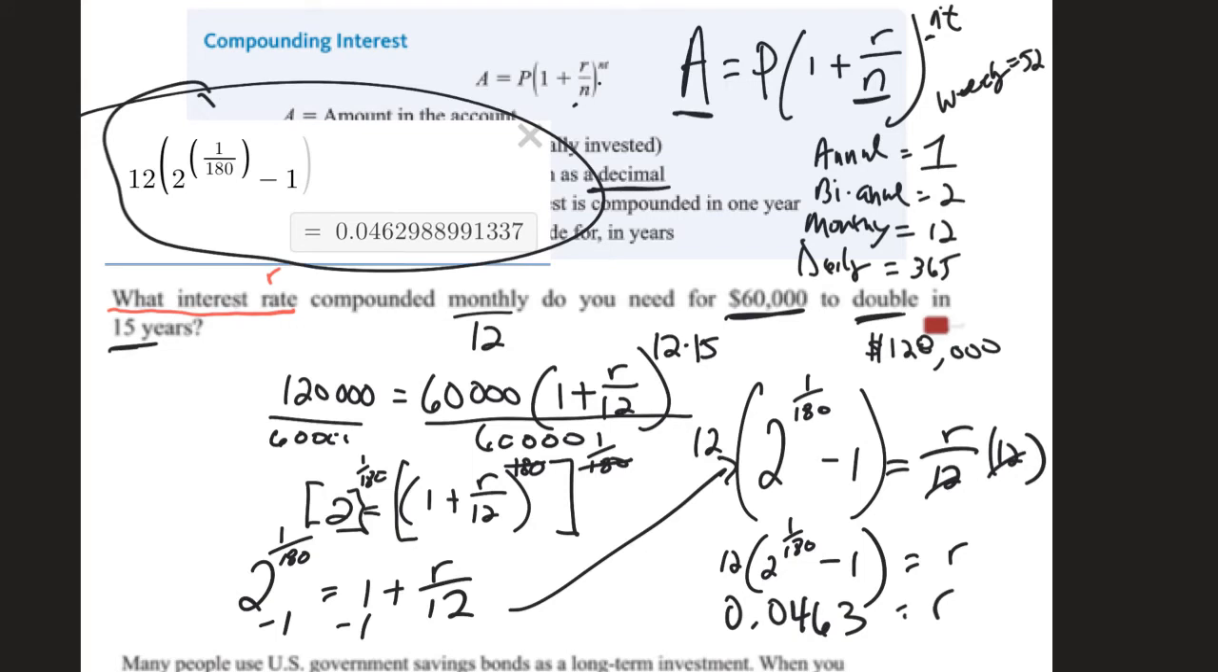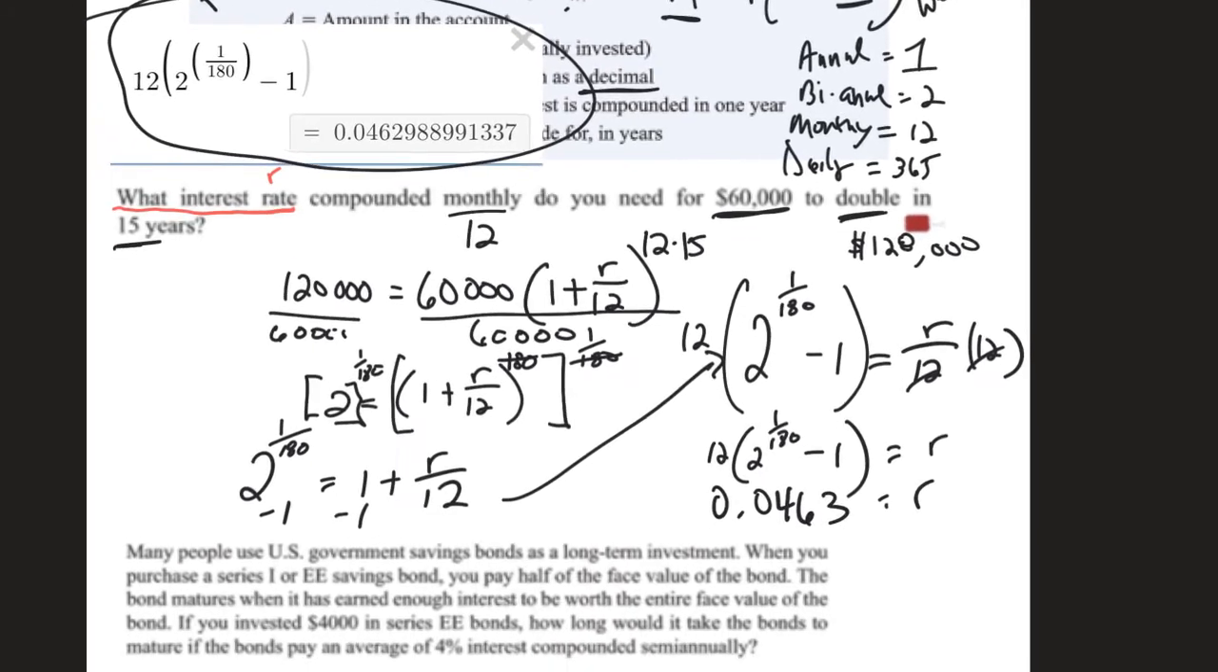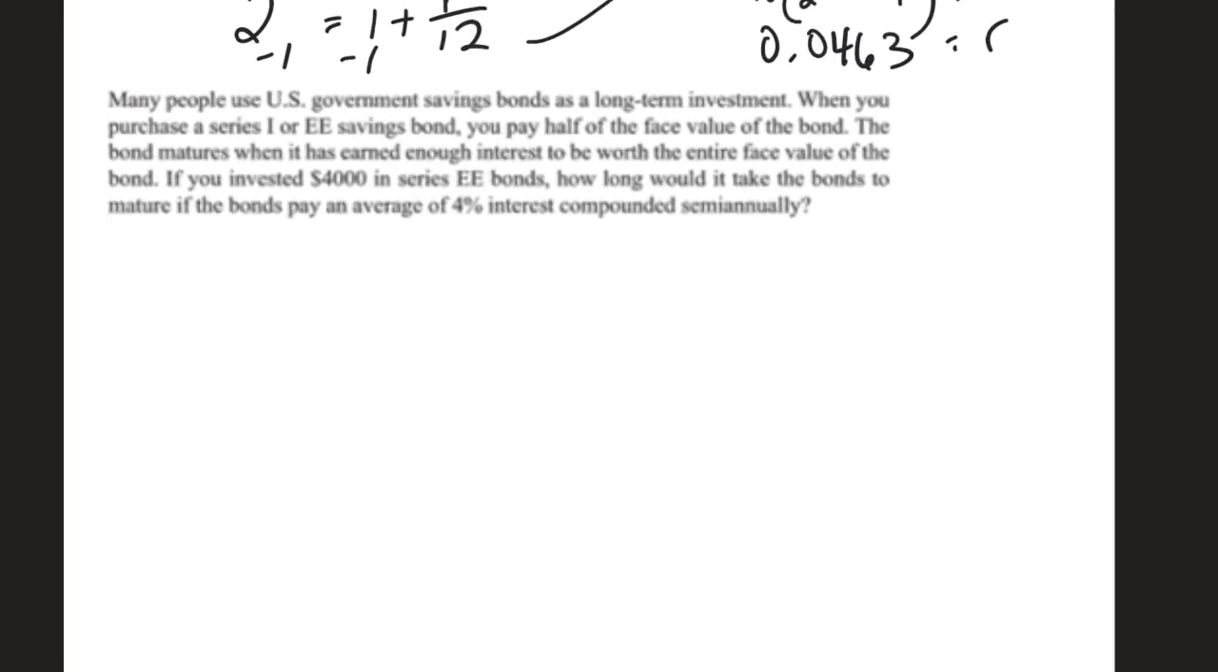So there we go. It's a 4.63% rate of interest. It's crazy, right? Seems like a lot, but it's actually doable. If you practice a few of these, you'll be really good.